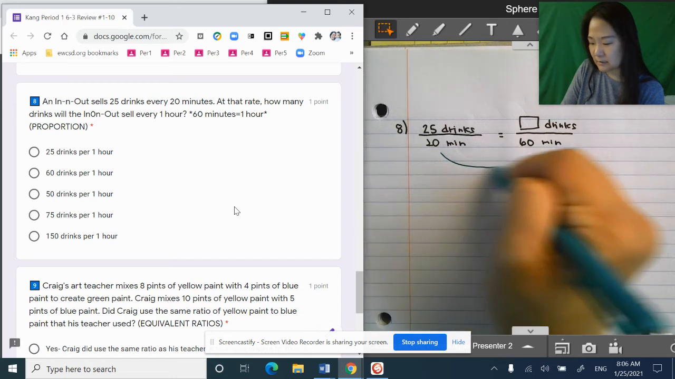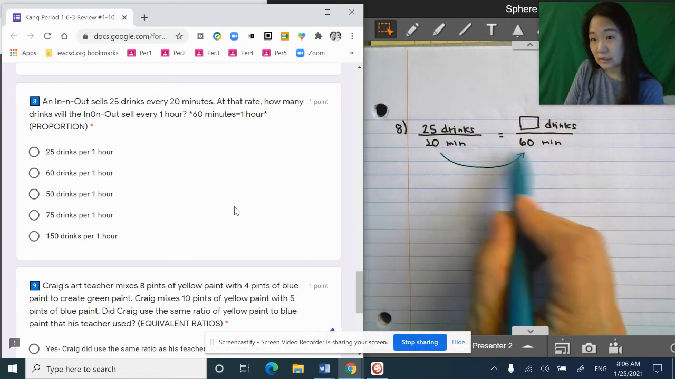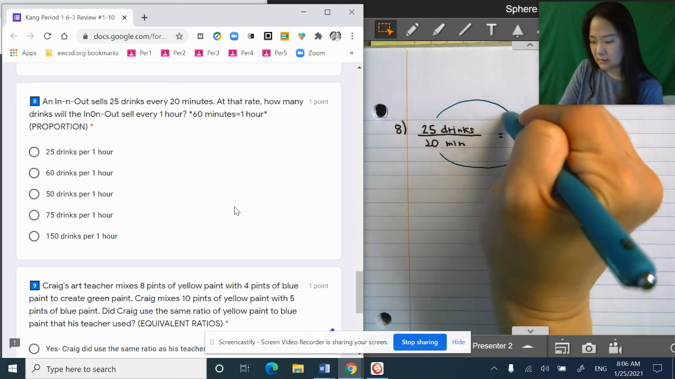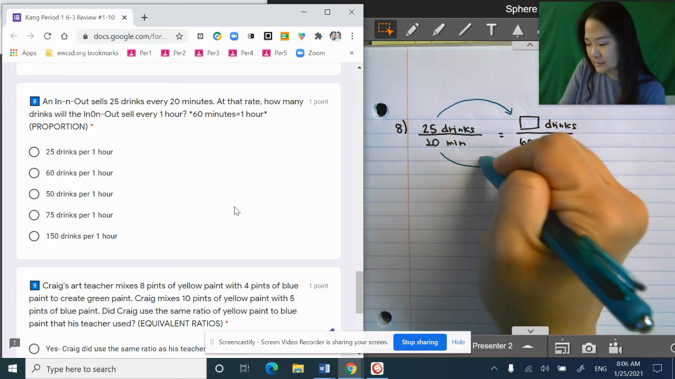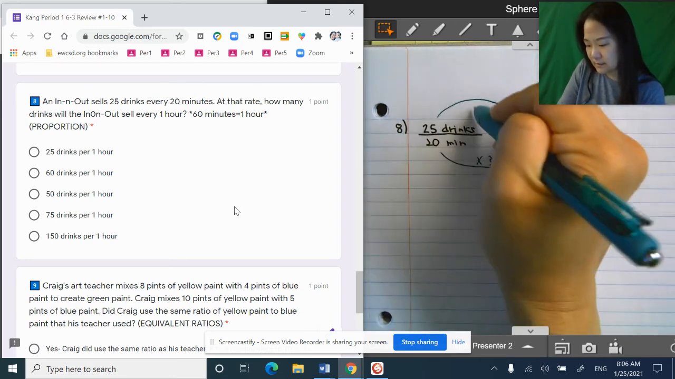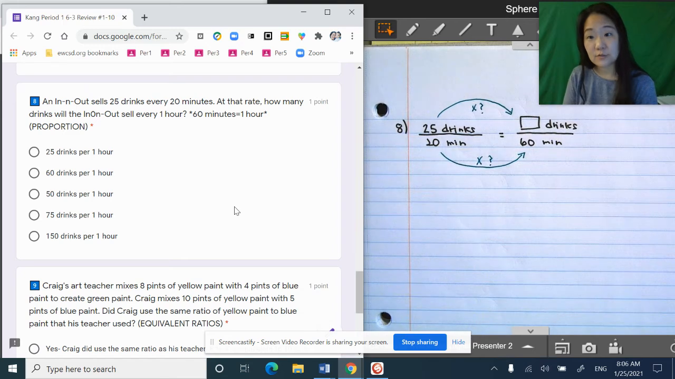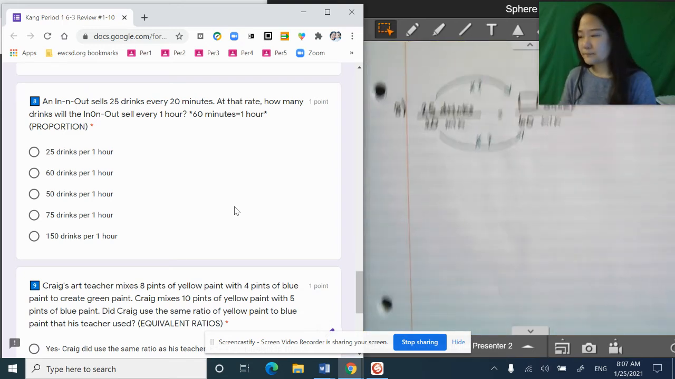And you're going to use the multiplicative relationship to find what goes in the blank. 20 times what is 60? Then do 25 times what gives you your answer. Okay, number 9.